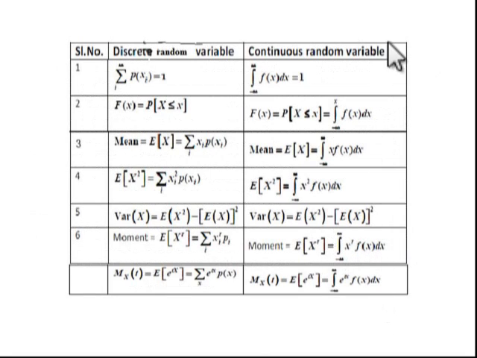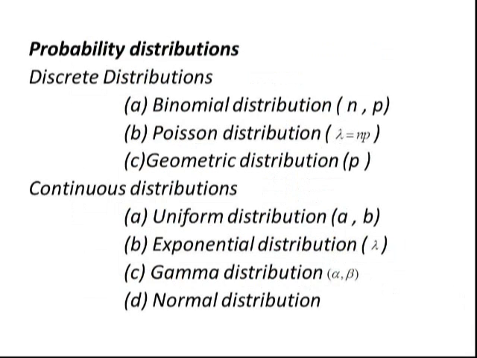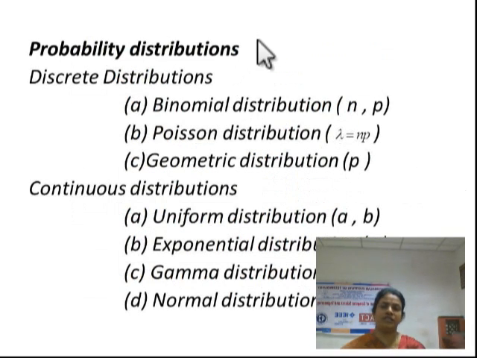These are the very important formulas we discuss in the first unit on random variables: the expectation of x and the cumulative distribution function, mean and rth moment about the origin, variance, moments in general about the origin, and the moment generating function. Here we also discuss the probability distributions for discrete and continuous random variables. The discrete random variable has the binomial distribution, with two parameters n and p, where n denotes the number of trials and p is the probability of success.